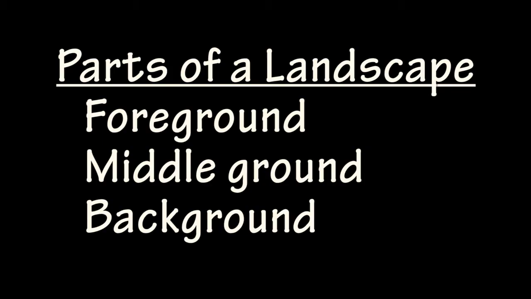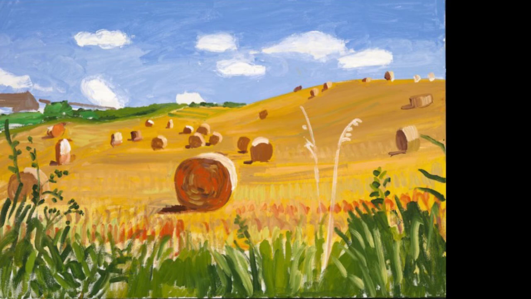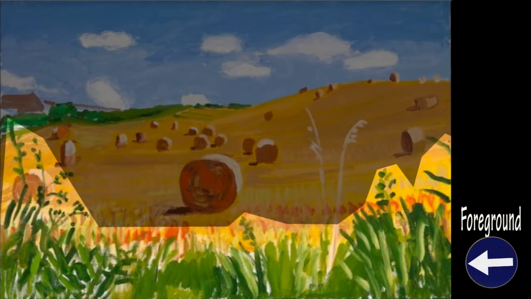One trick artists use to show space and distance is to think about the different parts of the landscape: the foreground, middle ground, and background. Look at this painting. The foreground includes the things closest to us. Usually they're at the bottom, like these green grasses. Since they're closer, they usually appear bigger and more detailed.